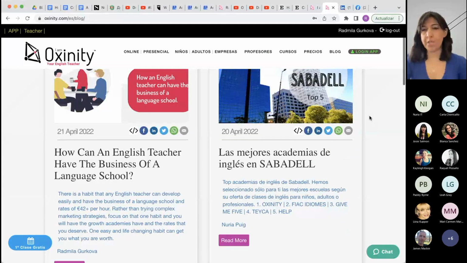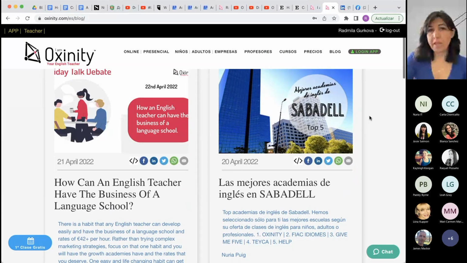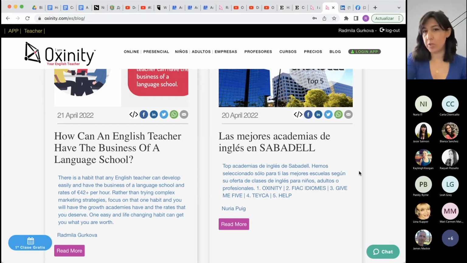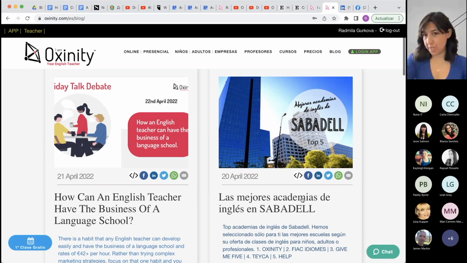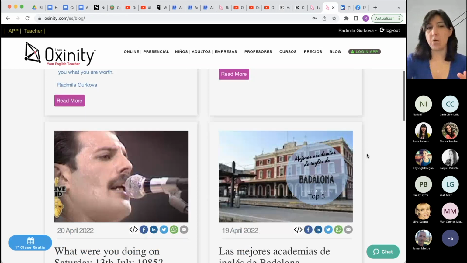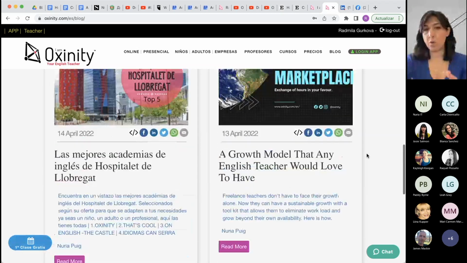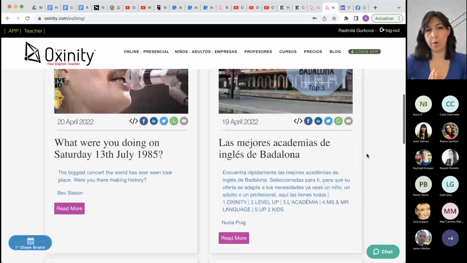So, for instance, there are blog posts for all types of purposes. These ones for the cities, for instance, we're going to post on different groups. For instance, different Facebook groups about things to do in a specific town, Sabadell or Badalona or Hospitalet, and so on and so on.